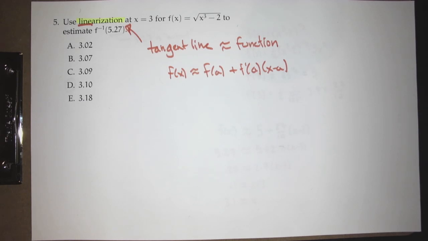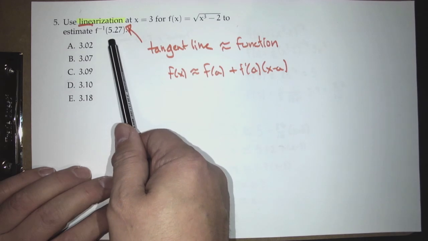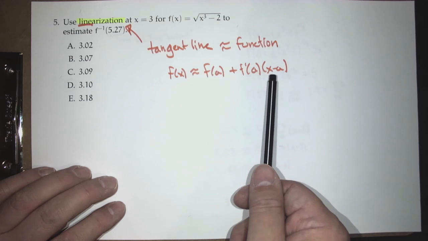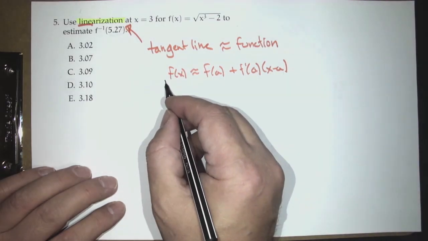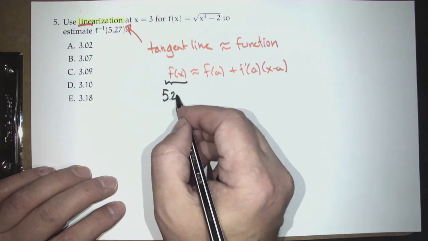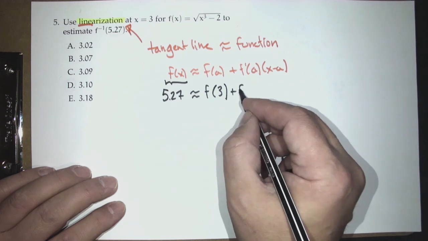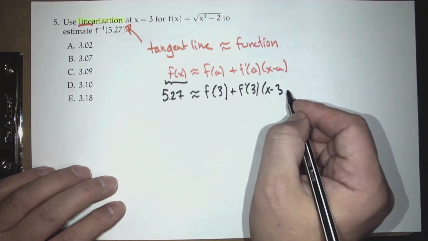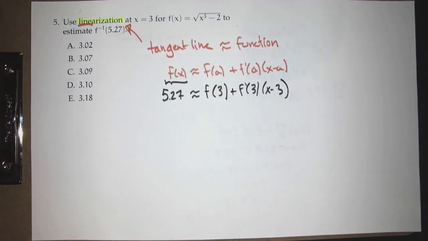So we're trying to figure out what f inverse of 5.27 is. Well, that's the same as saying we want the output to be 5.27. So where would the 5.27 be going? The x or the f of x? It would be going into the output. So we're putting 5.27 is approximately, in our case, since it's 3, f of 3 plus f prime of 3 times x minus 3. And then we want to solve for x. So that's the goal. That's the idea.